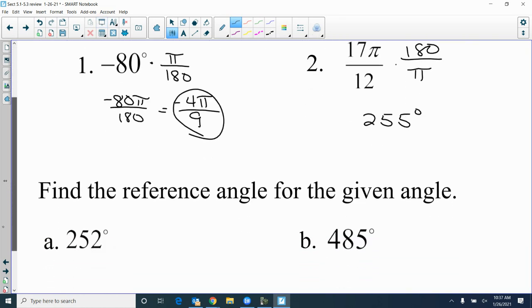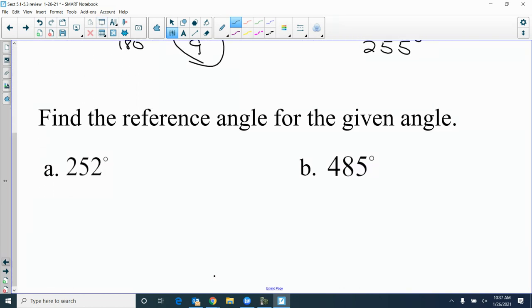Find the reference angle for the given angle. All right, what would be the reference angle for 252 degrees? What would be the reference angle for 485?